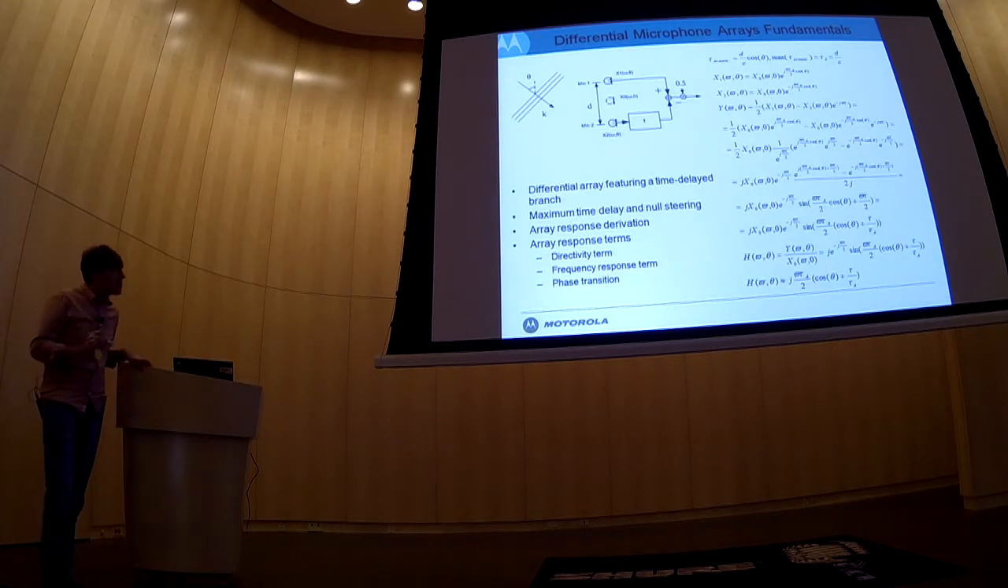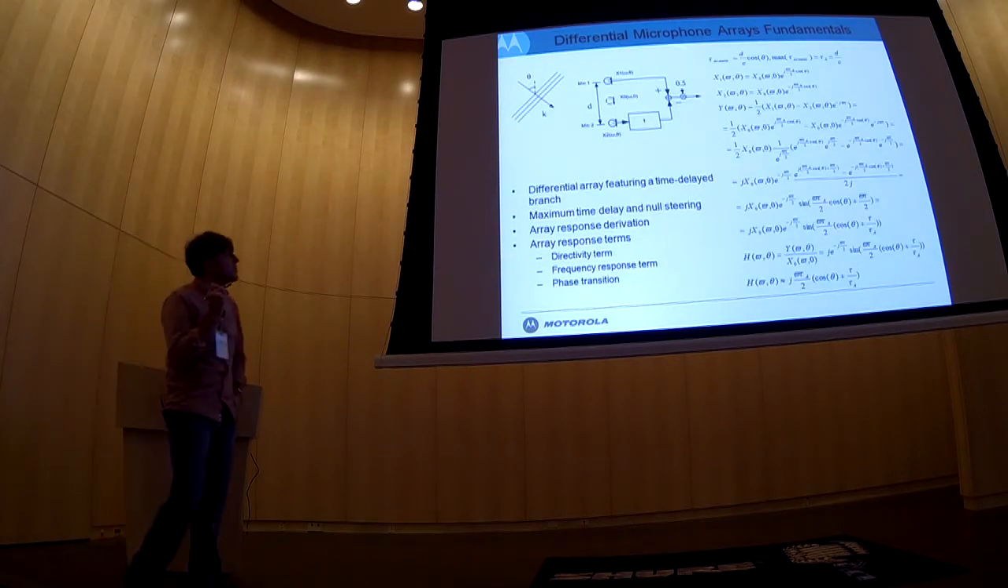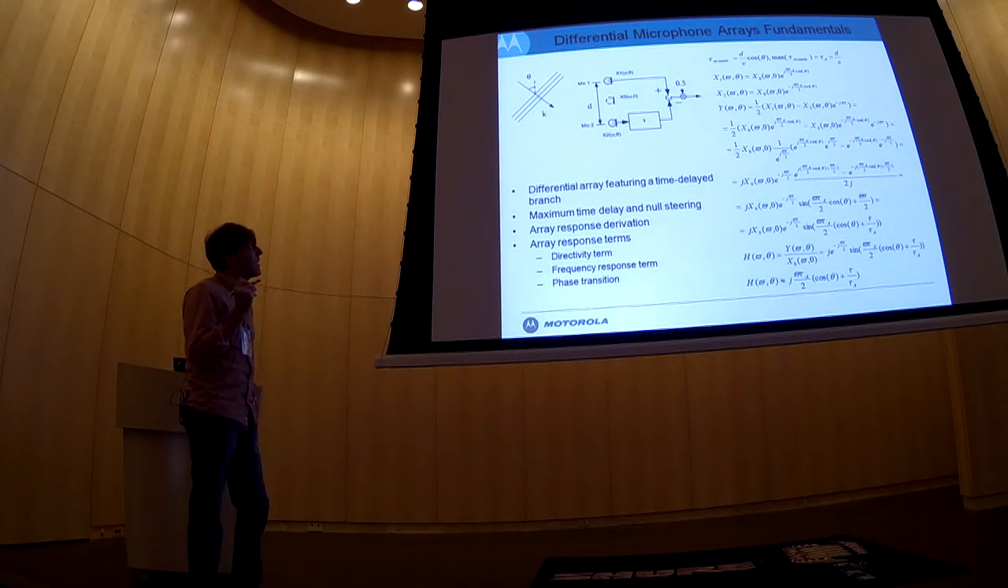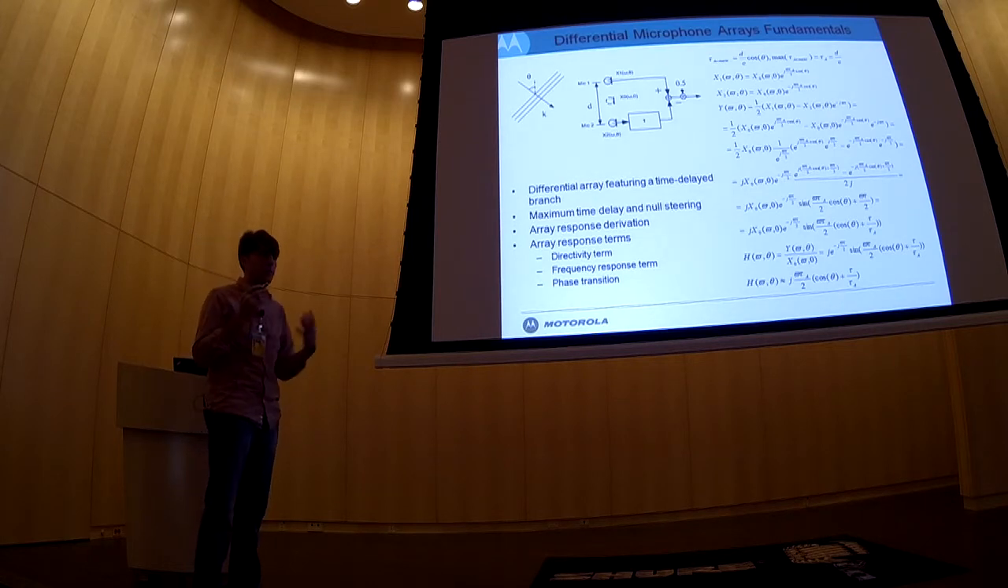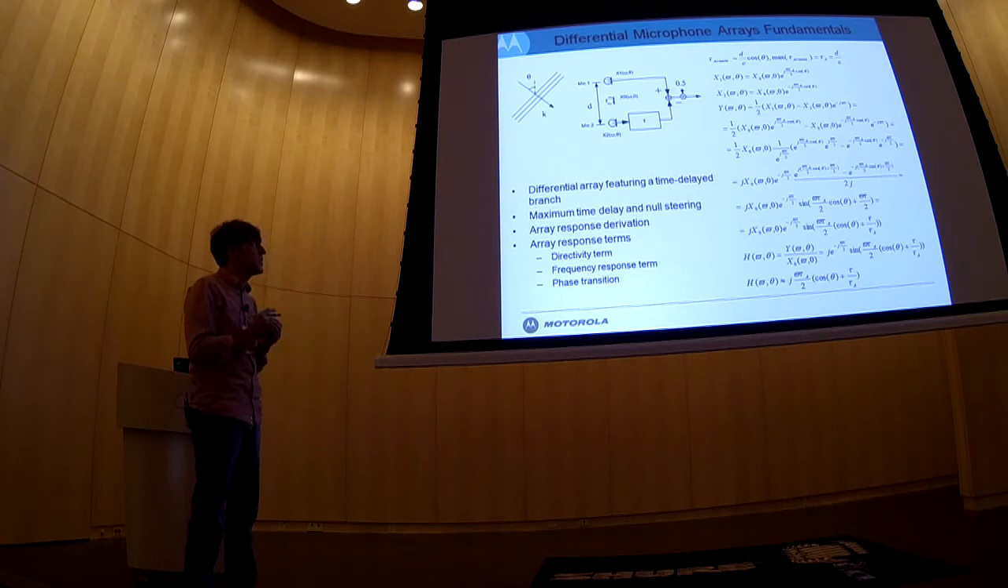Now, this features basically the same block with an extra element added to it, and this is a delay block. The function of this delay block is to be able to steer where the null, or the direction of minimum sensitivity, occurs.